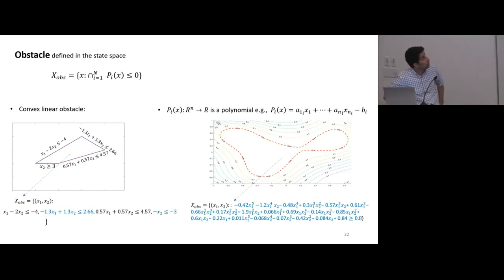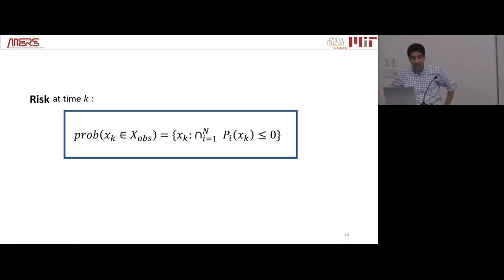Or these inequalities are described by polynomials, where we can, in general, describe more complex and non-convex regions. For example, that non-convex region is described by one polynomial inequality. So given an uncertain dynamical system and given obstacles, risk at time k is defined as the probability that the state of the system at time k collides with an obstacle.